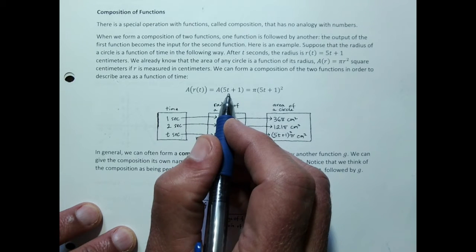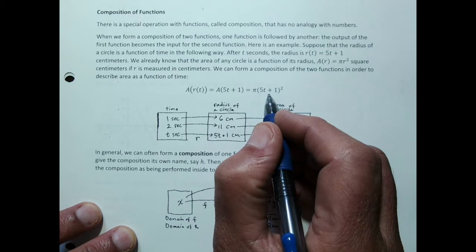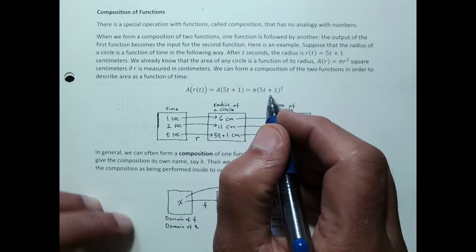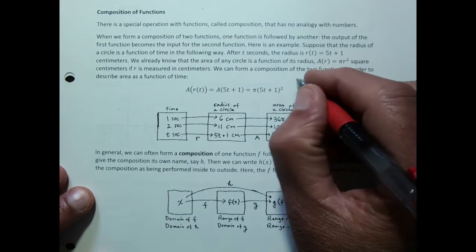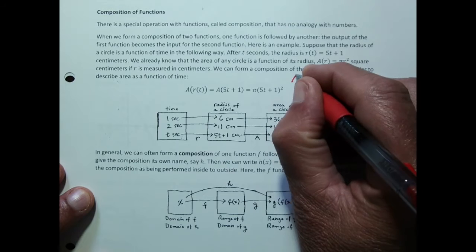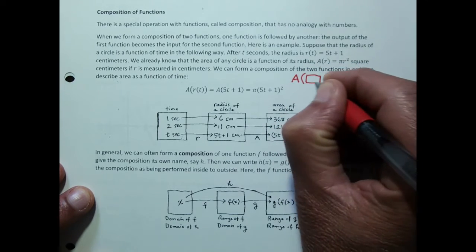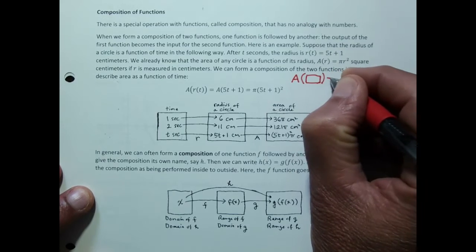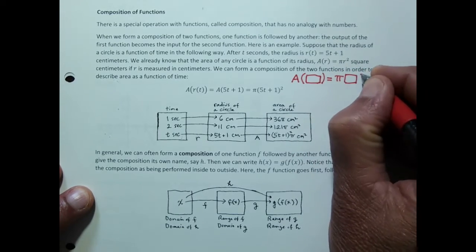Area is a function of 5t plus 1, and this is just the formula pi r squared with 5t plus 1 written in the position of r. Let me just say a little bit more about this. So when I write A and parentheses, I don't mean multiply. I mean it's like f of x notation, right? A of a box is pi times box squared.